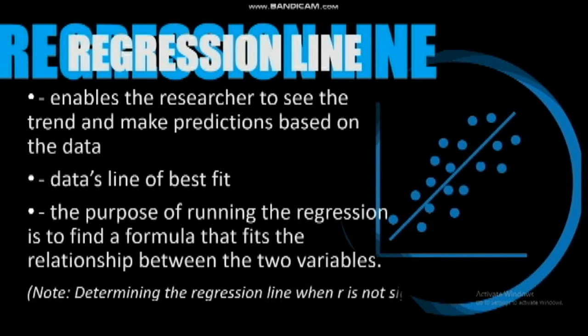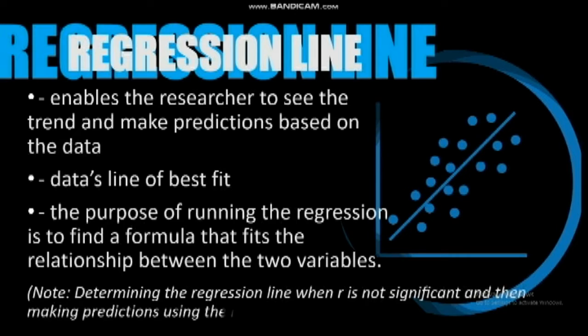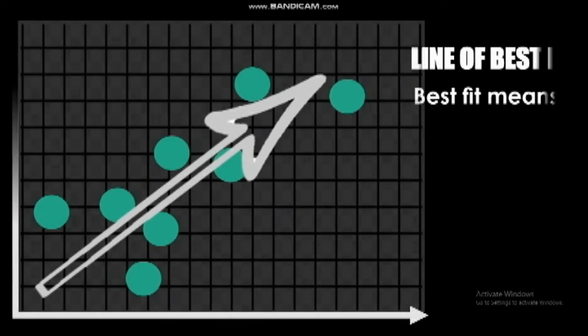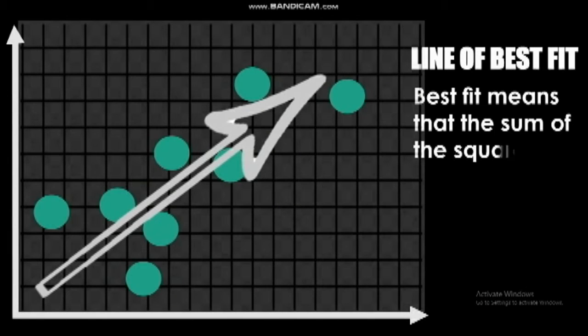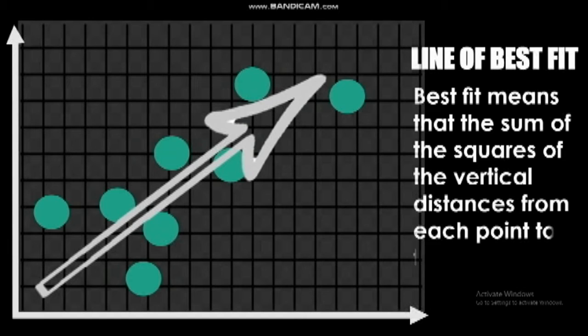The purpose of running the regression is to find a formula that fits the relationship between the two variables. Note that determining the regression line when r is not significant and then making predictions using the regression line are meaningless. Best fit means that the sum of the squares of the vertical distances from each point to the line is at a minimum.